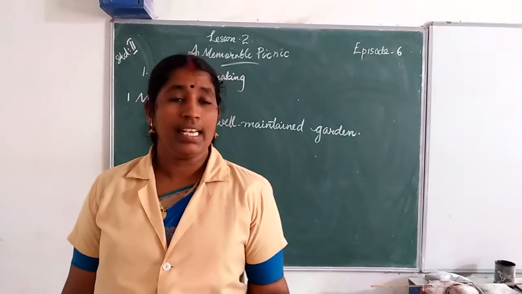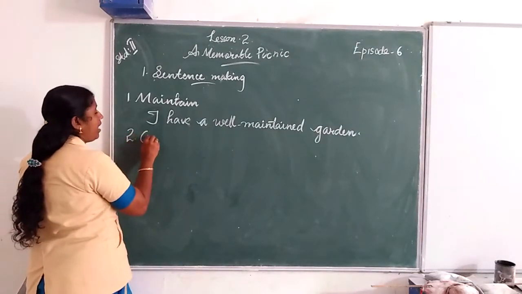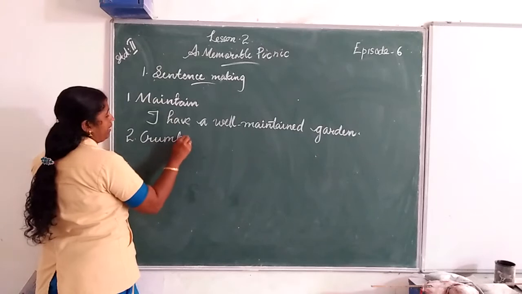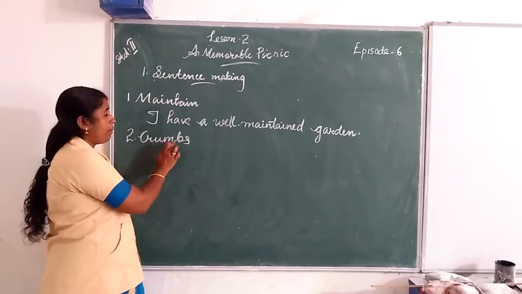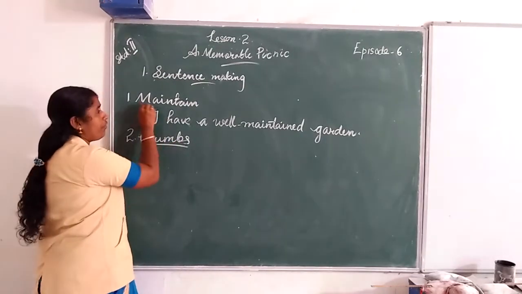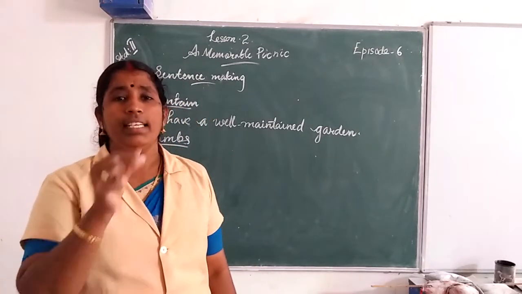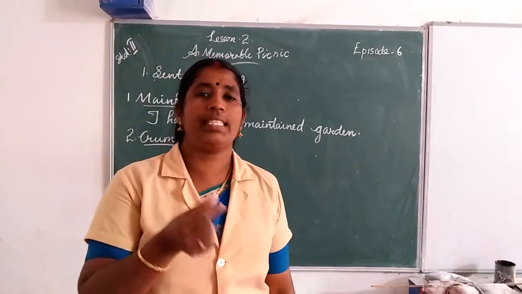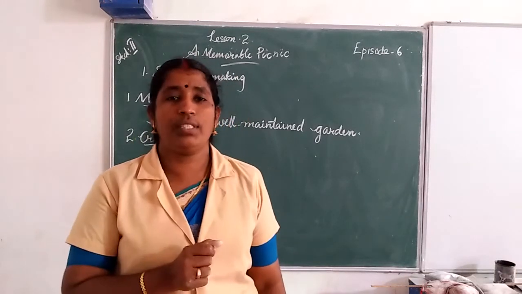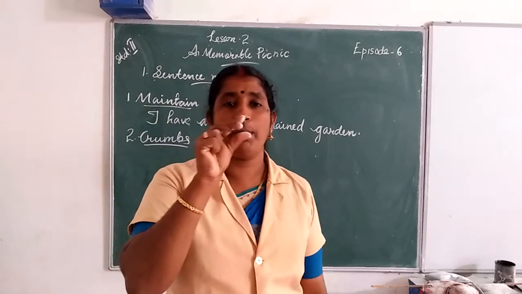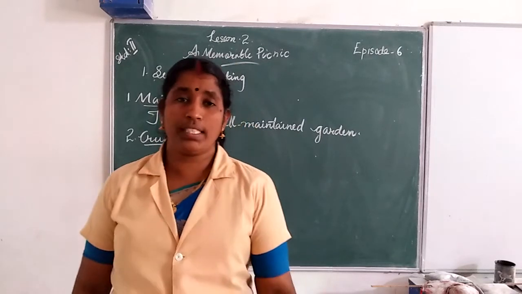The second word is crumbs. C-R-U-M-B-S, crumbs. What is the meaning of crumb? Small pieces of food particles are called crumbs. Small pieces of food particles like biscuit, dry fruits, bread and all those things are called crumbs. Then make a sentence using the word crumbs.